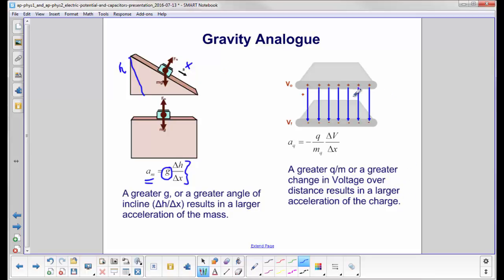For the case over here with the charged particle in the parallel planes, the greater the charge, the greater the acceleration. The greater the mass, the smaller the acceleration. And the greater change in voltage over a distance will give you a greater acceleration.